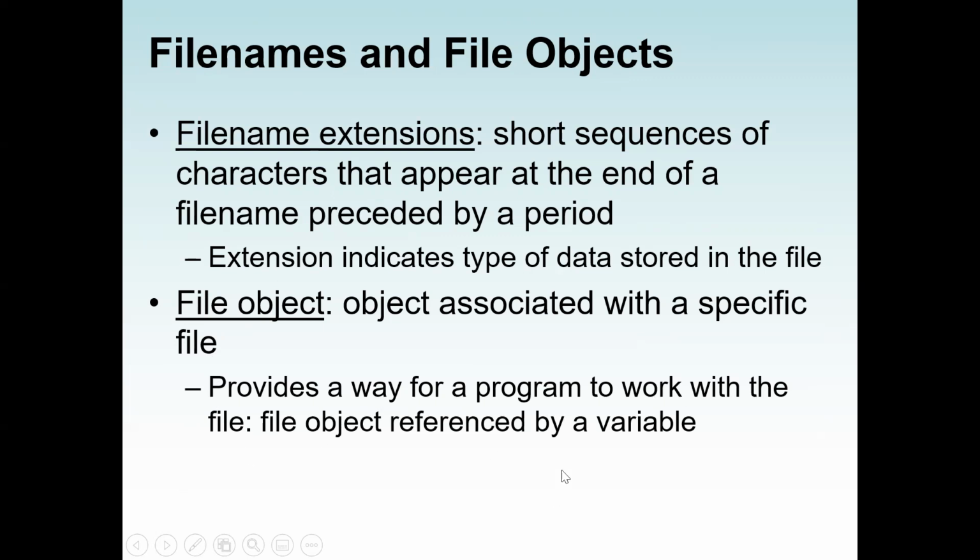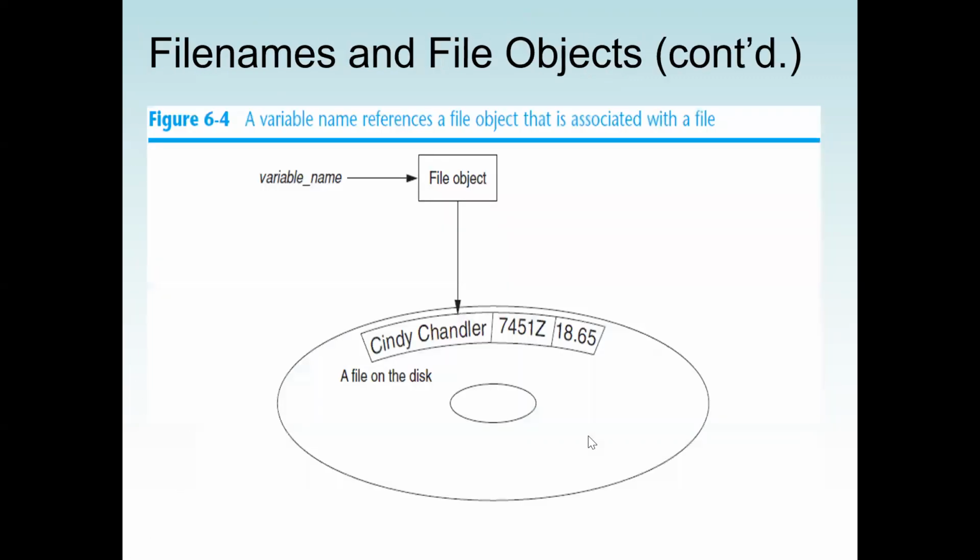The file object is referenced by a variable. Again, we shall see the syntax soon. So that's the concept here. The variable name references a file object that's associated with a variable. So we have the variable name and the file object, which is associated with the file.